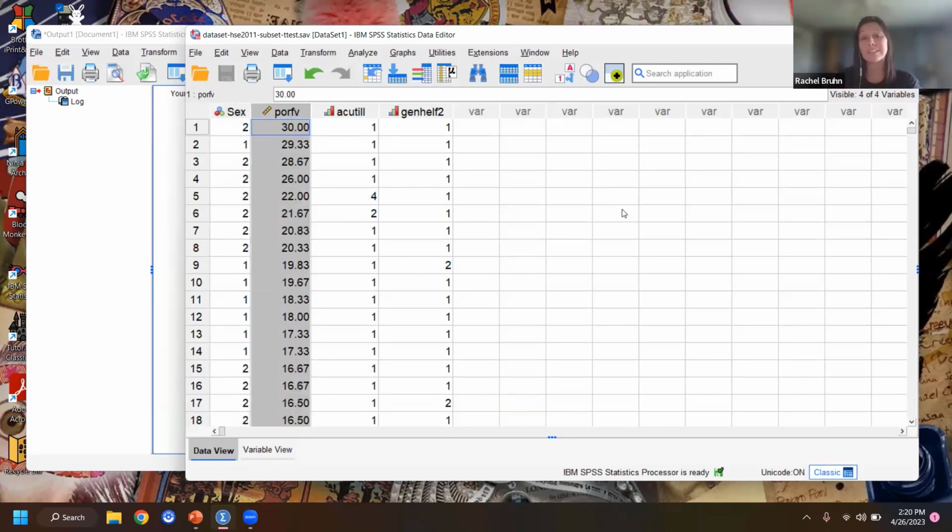So I'm looking to see, does the portions of fruit, the amount of fruit, basically fruits and veggies that people are eating, does that vary based on gender? Does gender affect the number of portions of fruits and vegetables that people eat? That is essentially the research question that would be driving this test.